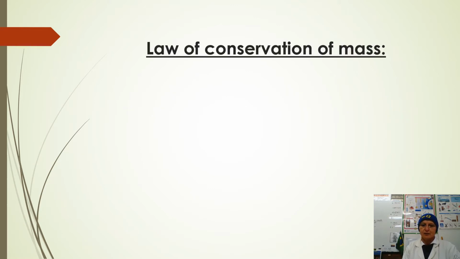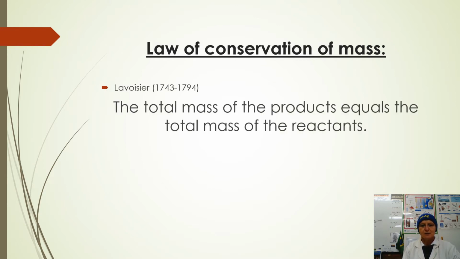The second thing is the law of conservation of mass. So during a chemical change, we have reactants on the left-hand side of the arrow. That will be the stuff reacting or undergoing a change. And on the right-hand side of the arrow, you will have the products. Now, the total mass of the products will be the same as the total mass of the reactants. And Lavoisier was the person to say this.